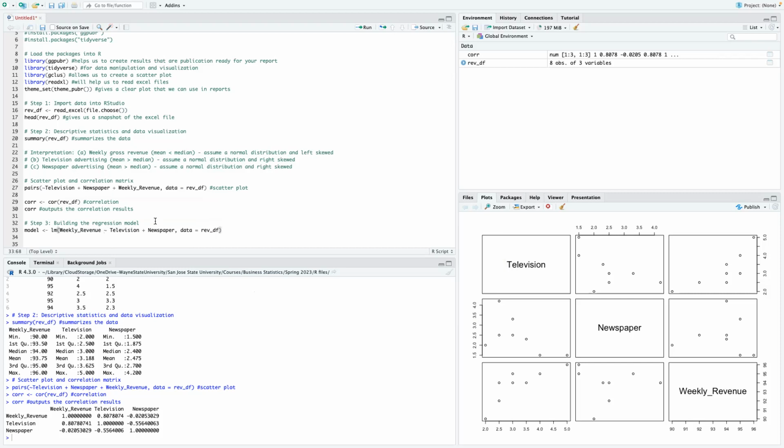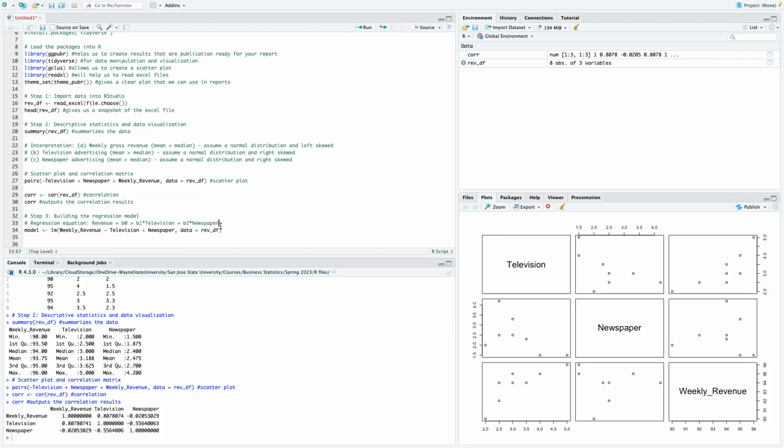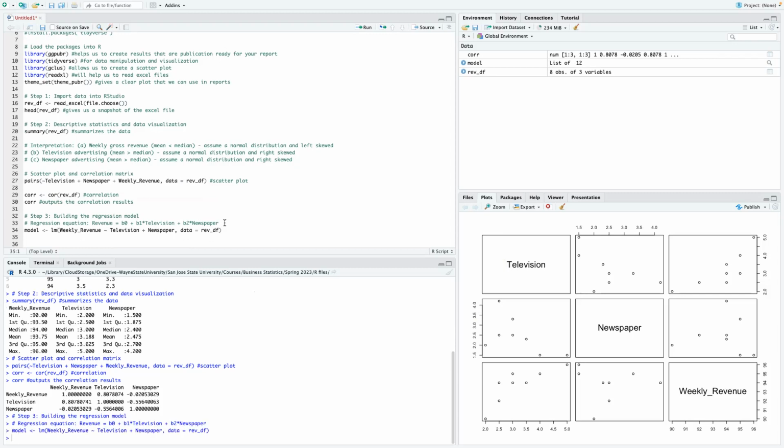Okay, so before I run this, I need to put here our regression equation, because that's very important. Revenue equals B0 plus B1 times television plus B2 times newspaper. So that's our regression equation. So let's run this.